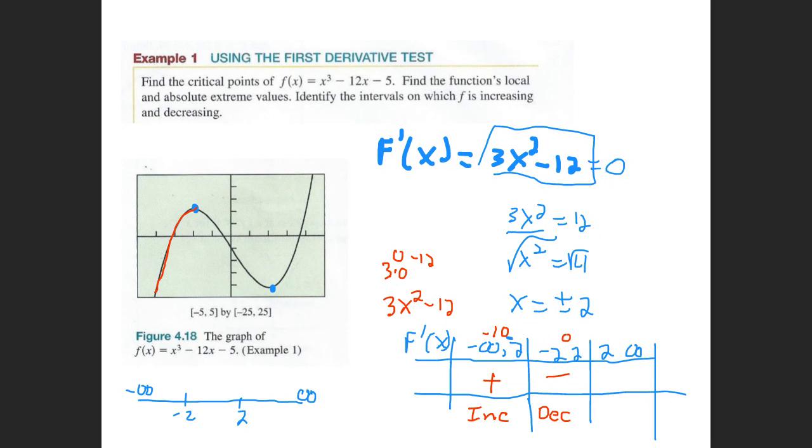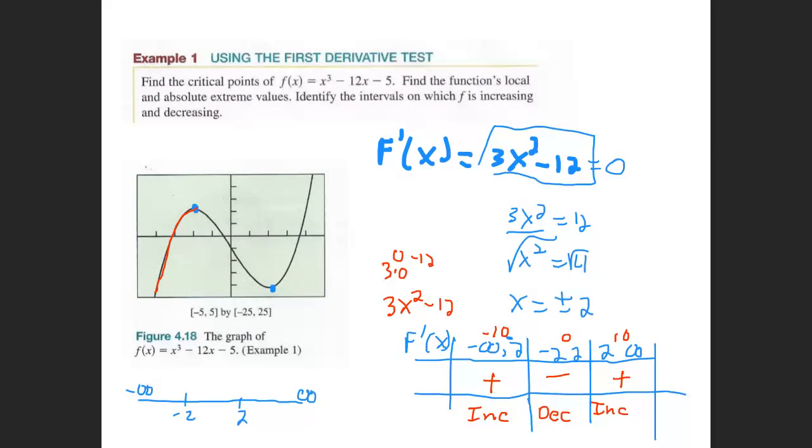And then I'm just going to take a number out in here. Let's take positive 10. If I put positive 10 in here, this is definitely going to be positive. So it's increasing. This is called the first derivative test. So I know that this function is increasing from negative infinity to negative 2. It's decreasing from negative 2 to 2. And it's increasing from 2 to infinity.